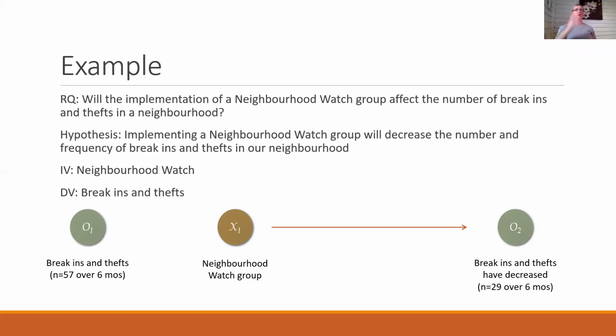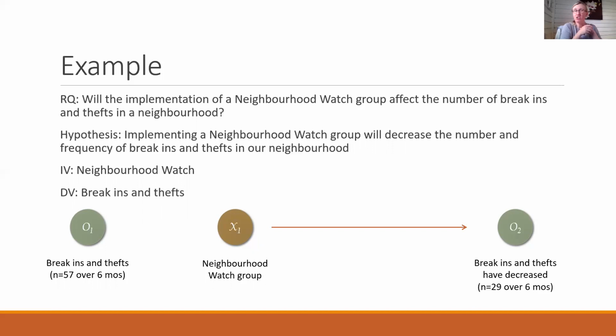Okay, so I'm interested in the number of break-ins and thefts. All right, I want to see a change in those because I know a lot of them are happening right now, and I want to see them change in the future. Not go up, but go down. So what I'm planning on doing is introducing an independent variable. And in this case, it would be a neighborhood watch group.